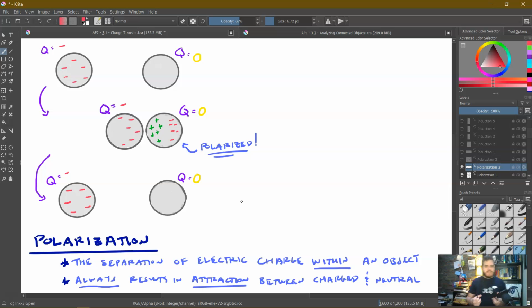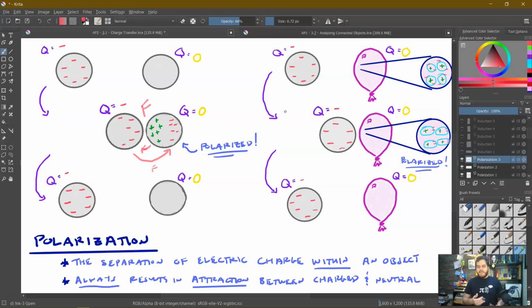Polarization is just a separation of electric charge within an object. It is not charging the object. It's not gaining or losing charge. It's just separating it into positive and negative. And this is always going to result in an attraction between the charged and neutral object because we have an attraction here and a repulsion there. But Coulomb's law tells us when charges are closer together, they have a much greater force than if they're farther away. So these positive charges are going to have a much bigger electric force with the negatives, and these negatives will be a much smaller force because they're further apart. So it will always result in a net attraction.